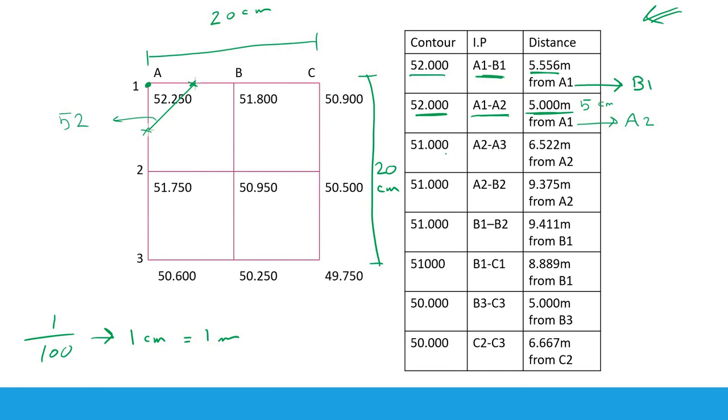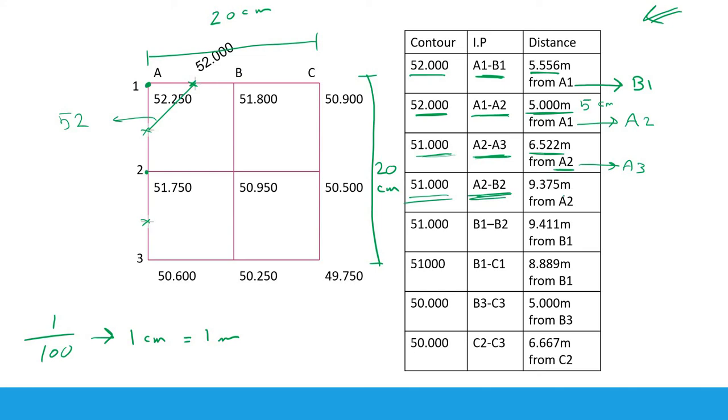Let's start with 51. We know that between A2 and A3 we have a contour line of 51. The distance from A2 to A3 is 6.522. Okay, now I will be over A2 here. From A2 here I will measure 6.522 towards A3, and this is contour line 51. It would be here.